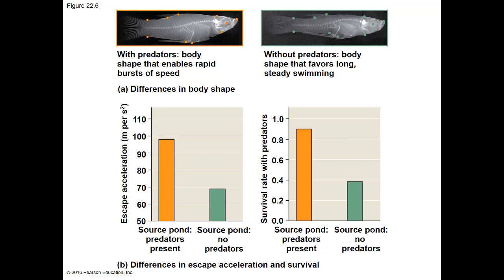Maybe the development of a body that's able to rapidly get away from predators has also changed its body shape in a way that it can't physically mate with the other species.